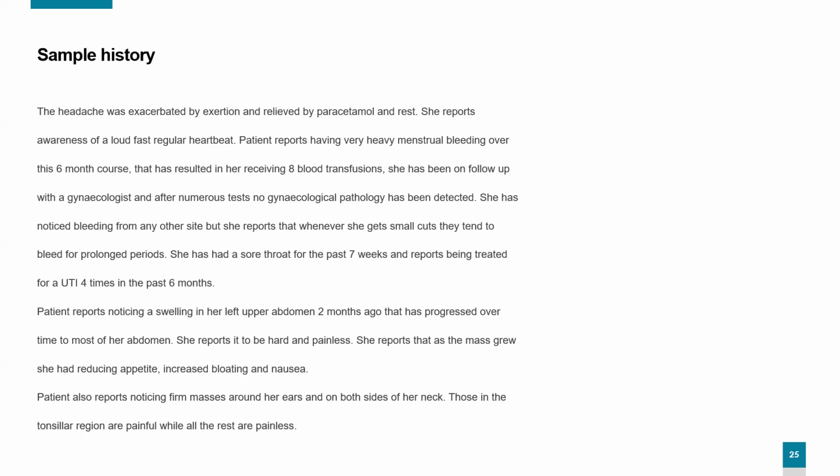She has had a sore throat for the past 7 weeks and reports being treated for a UTI 4 times in the past 6 months. The patient reports noticing a swelling in her left upper abdomen 2 months ago that has progressed over time to most of her abdomen. She reports it to be hard and painless. As the mass grew, she had reduced appetite, increased bloating, and nausea. The patient also reports noticing firm masses around her ears and on both sides of her neck. Those in the tonsillar region were painful, while all the rest were painless.